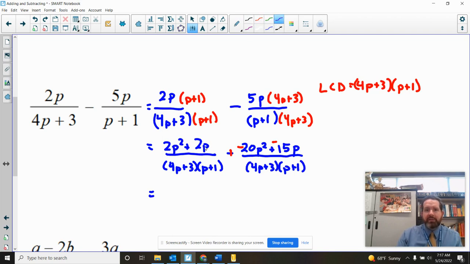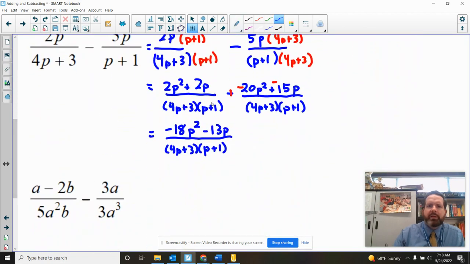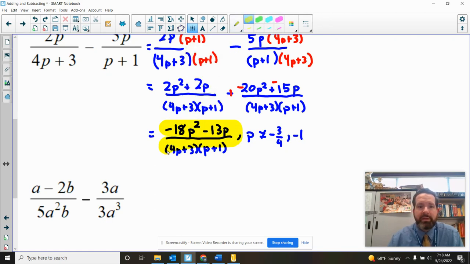So 2p squared plus negative 20p squared is negative 18p squared. And then 2p plus negative 15p is minus 13p. And that's all over the common denominator of 4p plus 3 times p plus 1. Let's do a restriction. Did I do a restriction on the last one? Yeah, okay. Make a note that p should not be equal to negative 3/4 or negative 1. That way we avoid division by 0, and everybody can have a happy day.